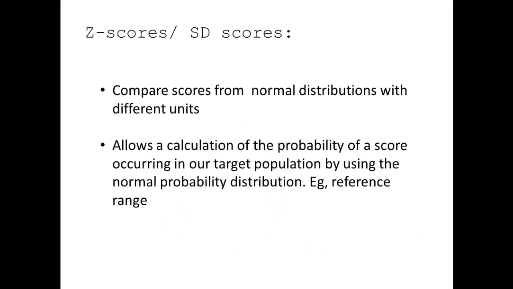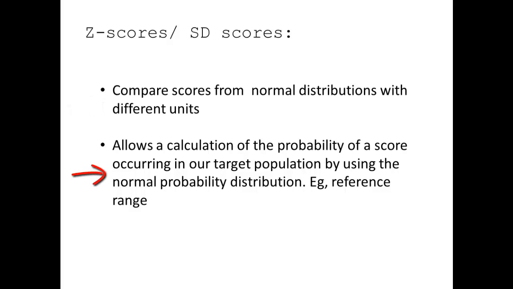So z-scores, or as they're sometimes called, standard deviation or SD scores. When a variable is normally distributed, it can be useful to convert it to a z-score. The reasons for this are, first, it enables us to compare scores from normal distributions with different units. So for example, we may compare the height and weight from an individual using a z-score, or we may compare exam scores from a student across different subjects.